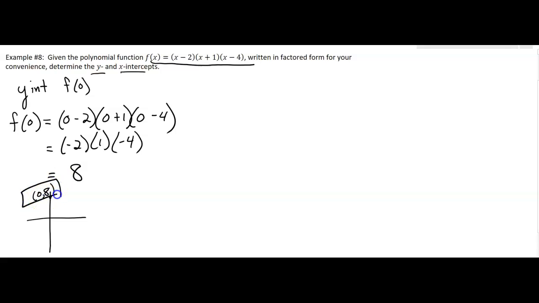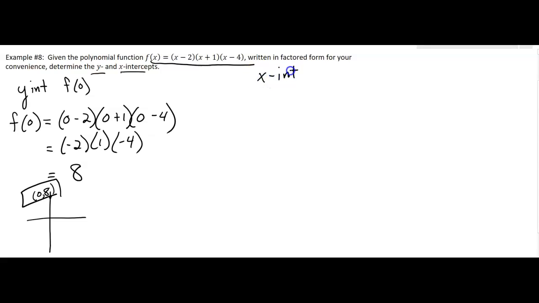That is the y-intercept. Anybody asked? That's the y-intercept. I was looking to see how they wrote it. They just write it as the ordered pair like I have in the box. Okay, now we're going to find the x-intercepts.